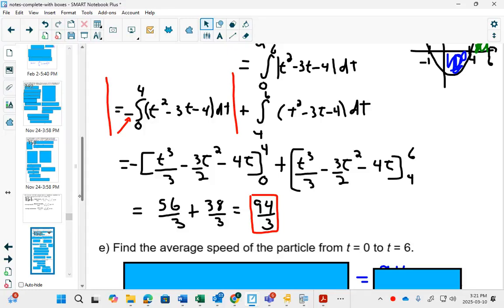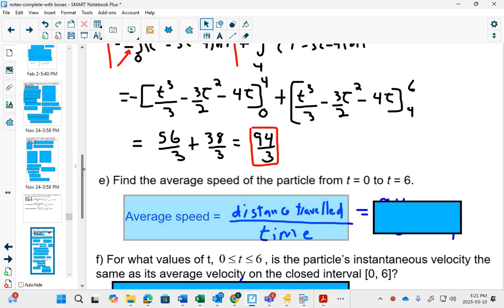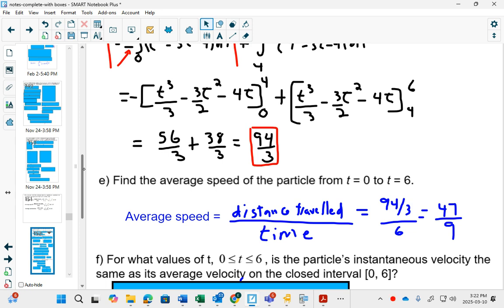Part E. Notice it says average speed. If it was average velocity, you would do change in displacement over change in time. Average speed is change in distance over change in time. So since we already figured out that the distance traveled was 94 over 3 and the change in time is 6, we'll get 47 over 9.